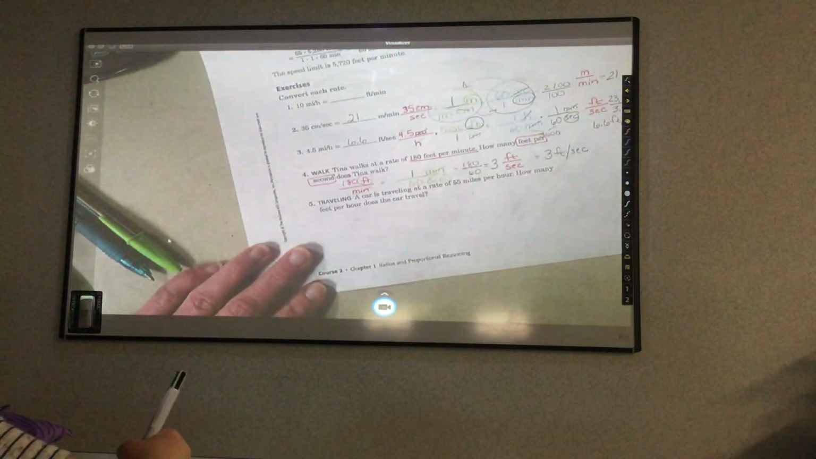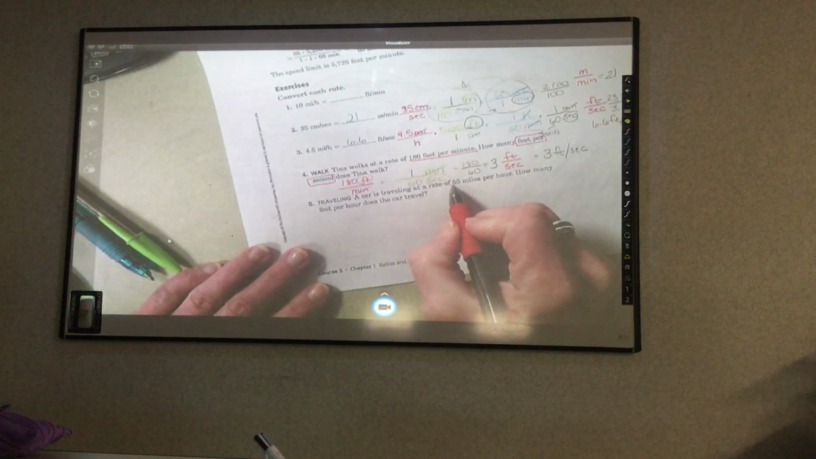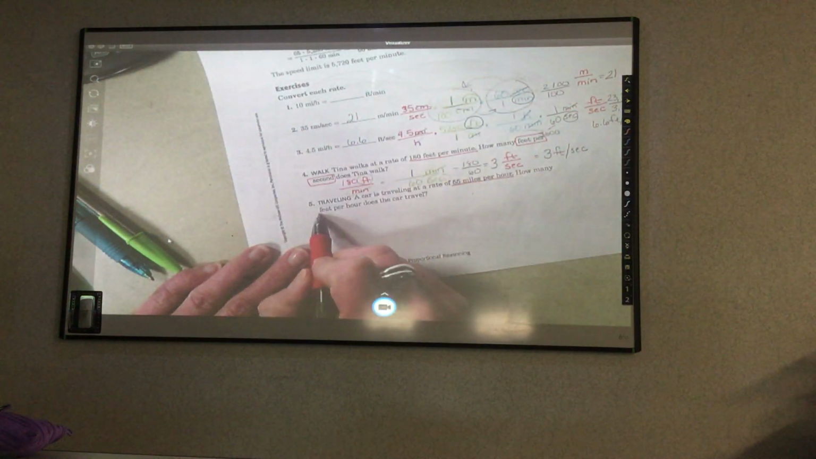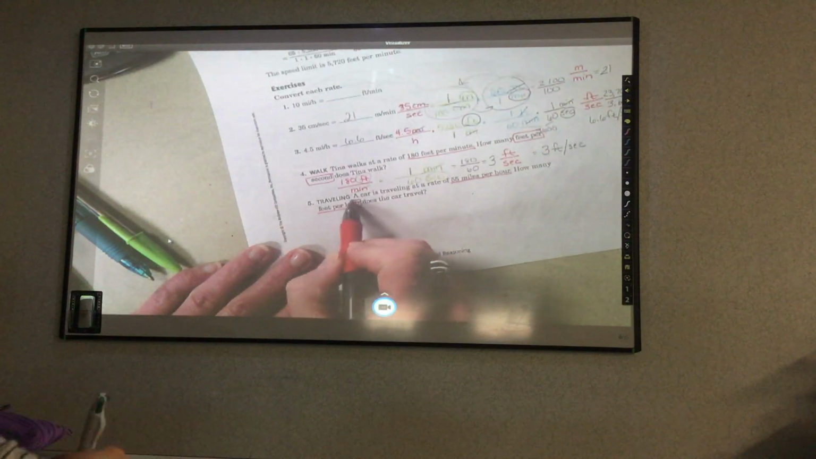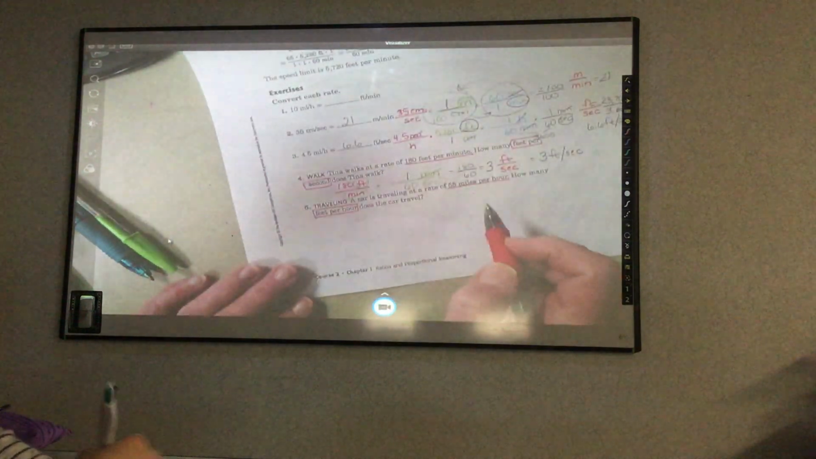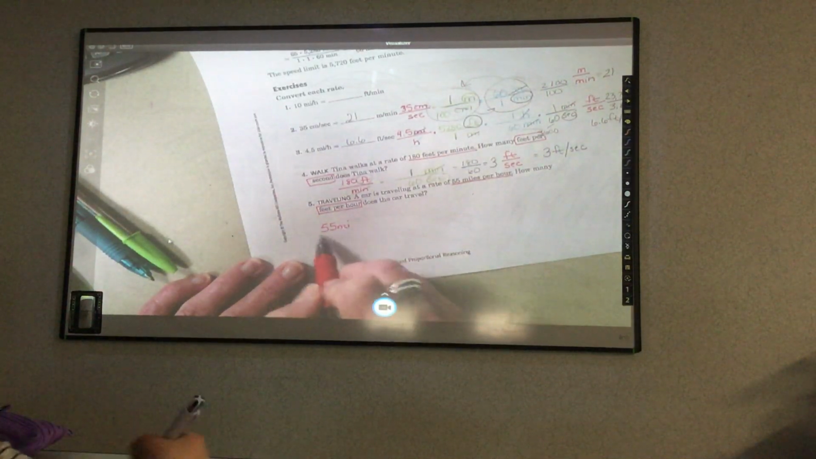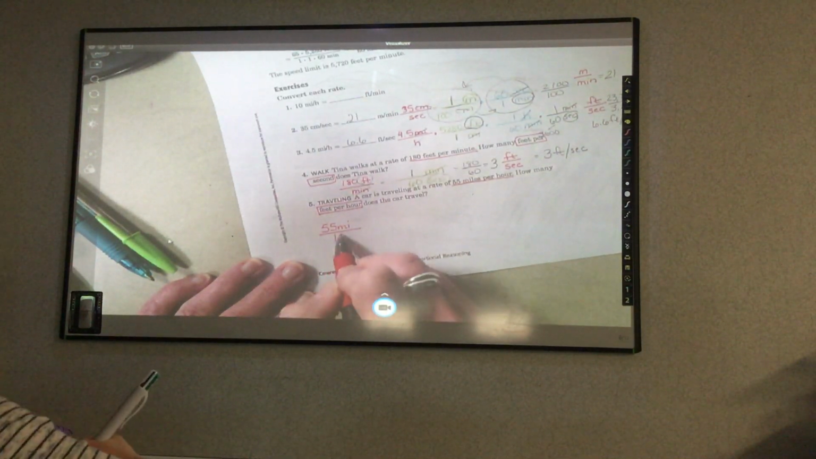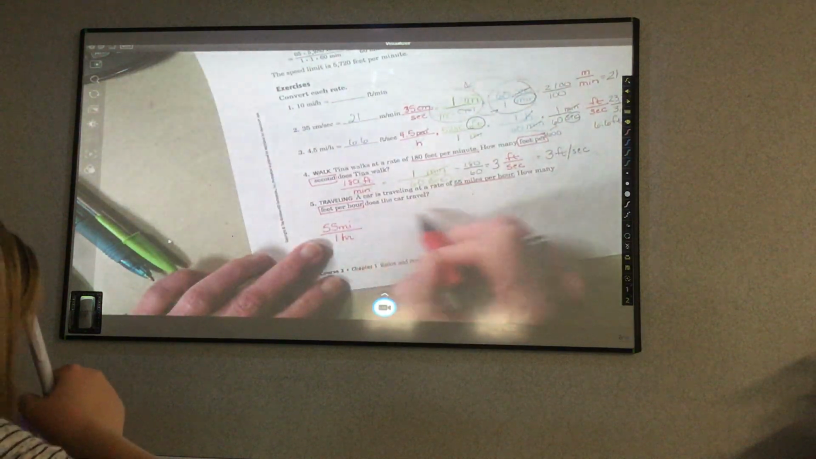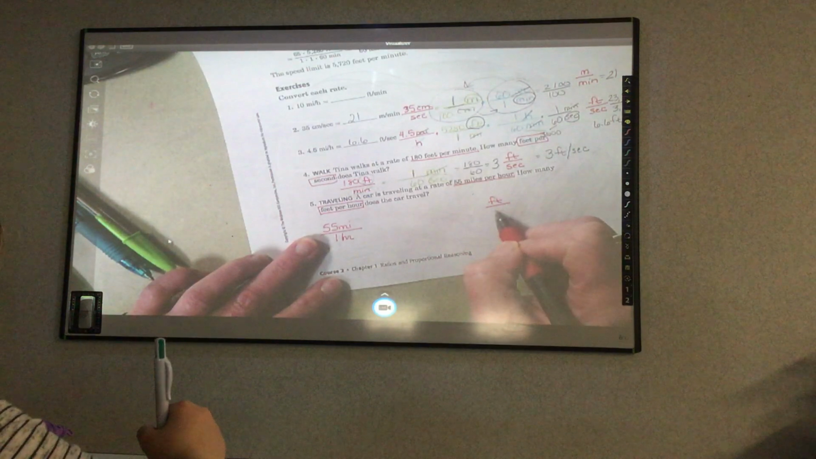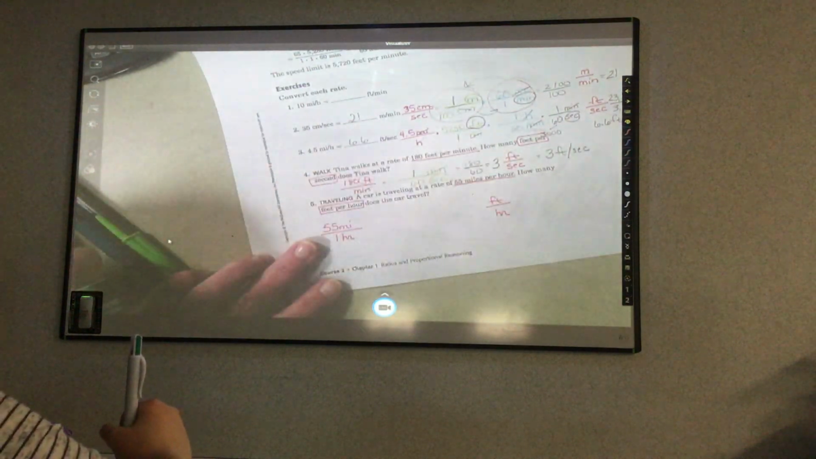A car is traveling at a rate of 55 miles per hour. Underline that. How many feet per hour does the car travel? That's what we want to change it to. So I start with 55 miles per 1 hour. Leave space, and I want it feet per hour. I always start at the top.